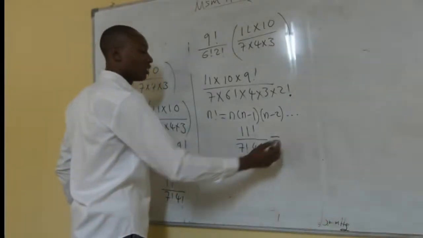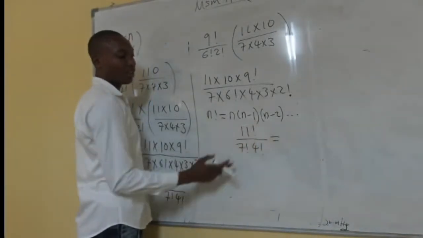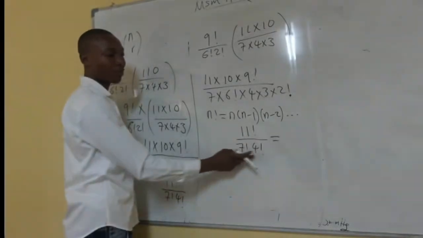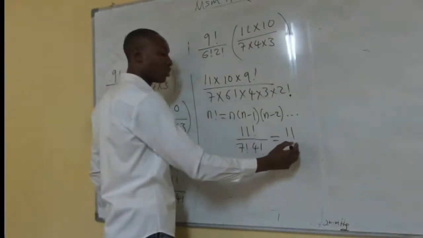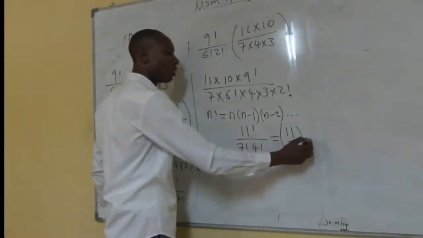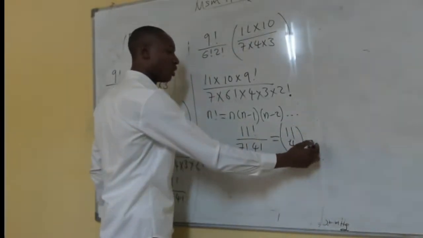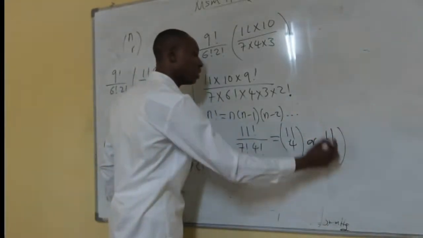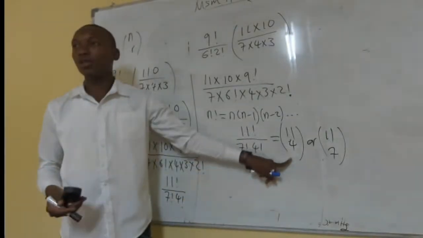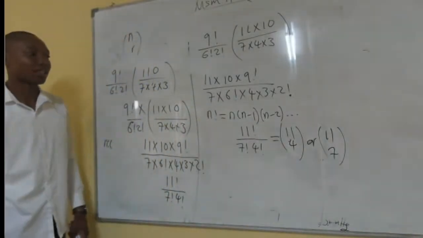Now, by definition, look at this. This is actually the same as n. What is n minus, what's 11 minus 4? 7. Then 4 factorial. So this is actually 11 choose 4, or 11 choose 7. So that's your answer. If someone writes 11 choose 4, or someone writes 11 choose 7, both of you have the same answer. Alright?